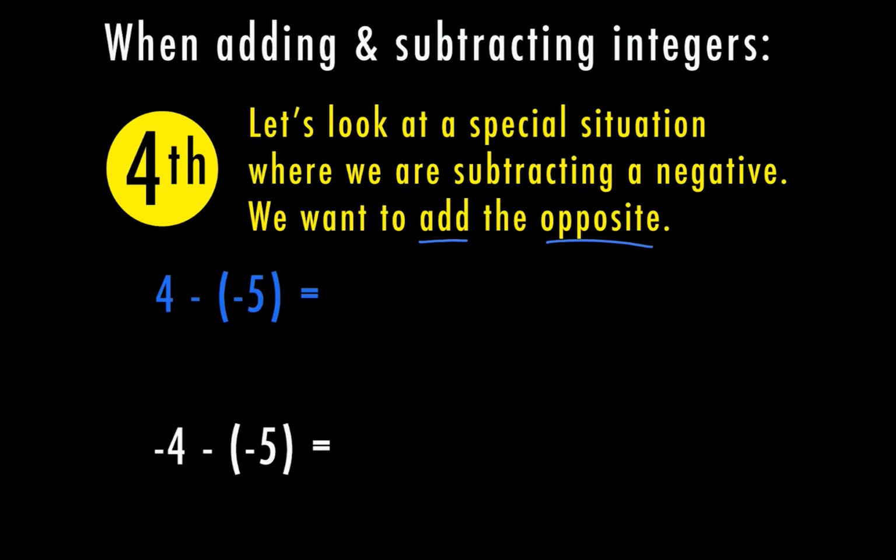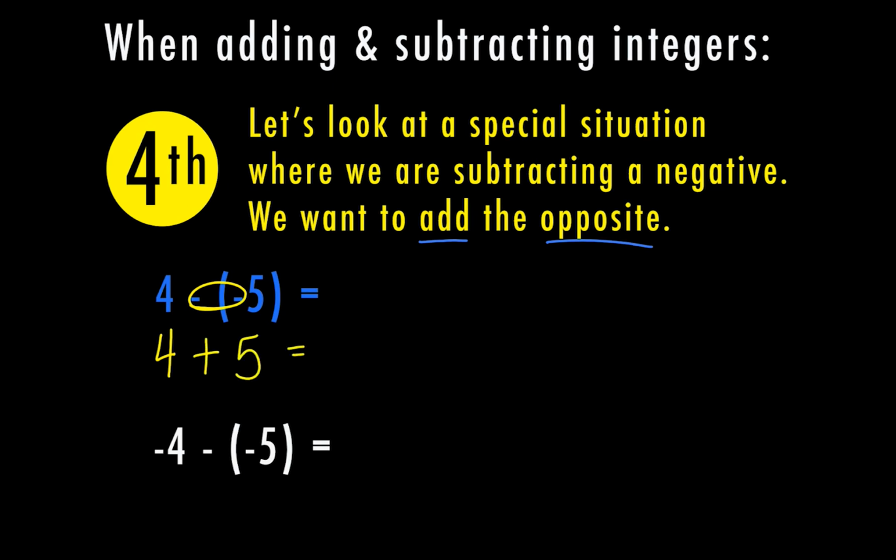I have two examples here, and if you notice, instead of 4 minus 5 or 4 plus a negative 5, I actually have 4 minus a negative 5. So I'm subtracting a negative. Well, when that happens, we're going to end up adding the opposite. So instead I have 4 plus a positive 5, and then I can solve that.